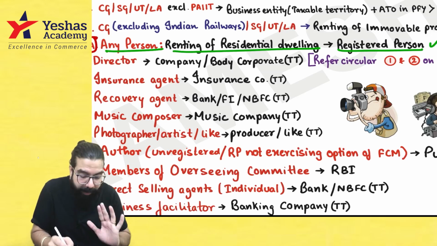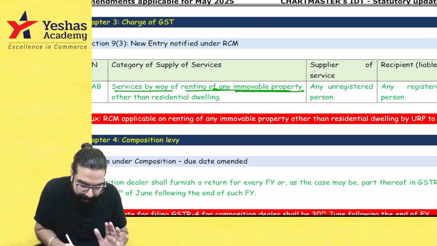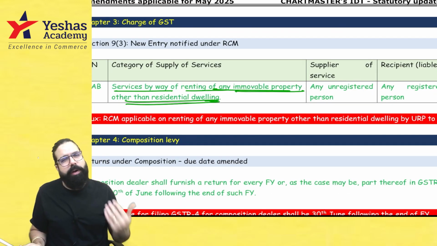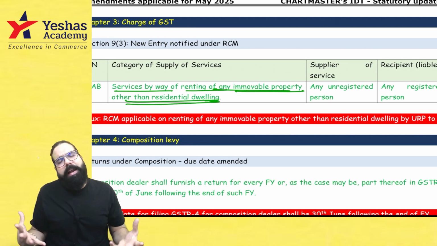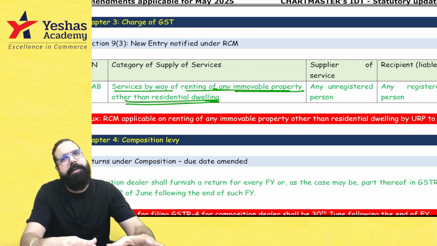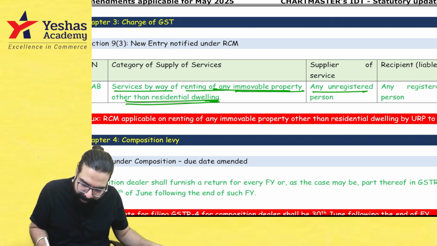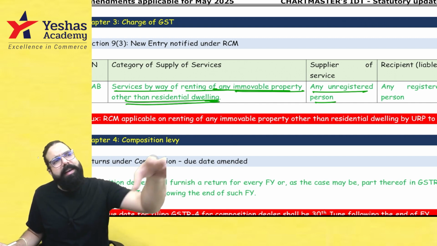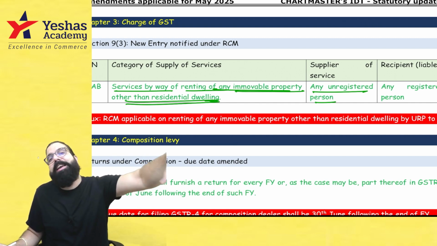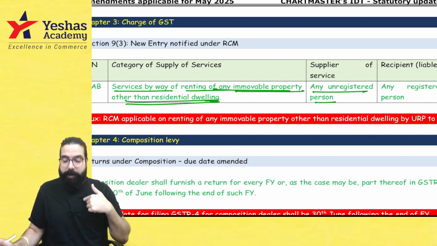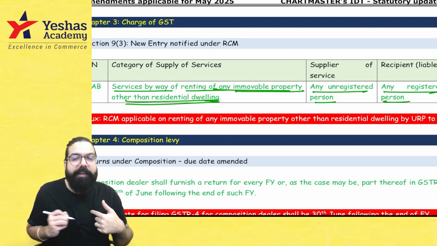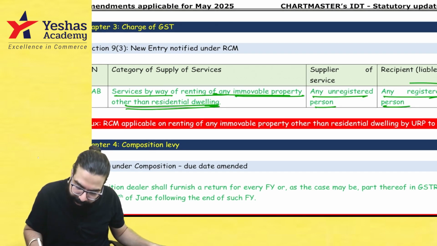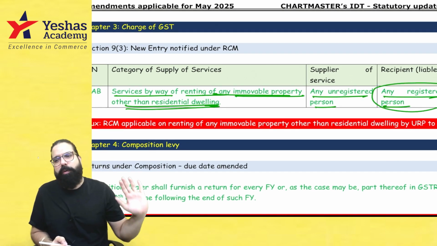So they are now telling that any property other than residential property. For example, my landlord has rented me a commercial property and my landlord is unregistered. My office building is being rented by my landlord to me. My landlord is an unregistered person. Me, Ramesh Soni Classes, we are a registered person. So I have to pay the GST under RCM. I hope this point is clear.